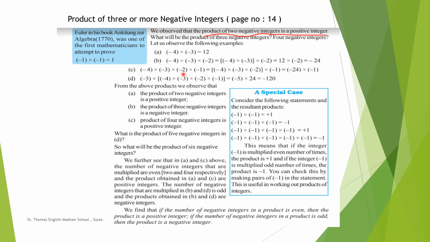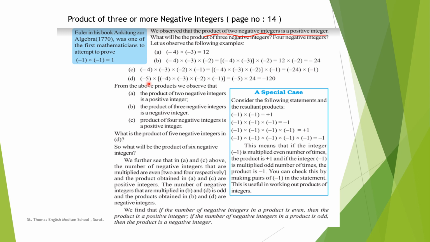So what is the answer? Just now we got it in the second one. 12 into minus 2, that is minus 24. Multiplied by what is remaining here, minus 1. So minus 24 multiplied by minus 1. So what is the answer? Again, two negative integers, so when you multiply, you get a positive integer. 24 ones are 24. So the answer is positive. So two negative integers you get positive. Three negative integers you get negative. And four negative integers you get positive.